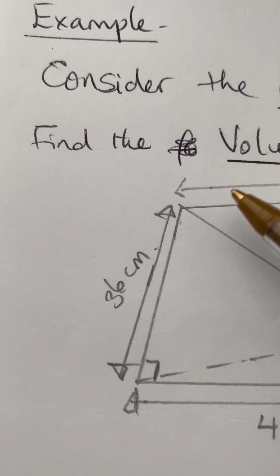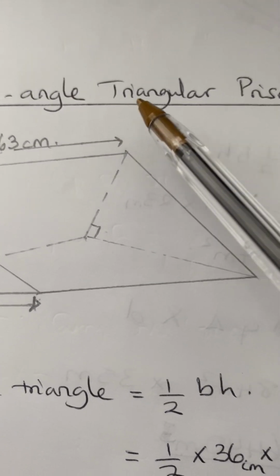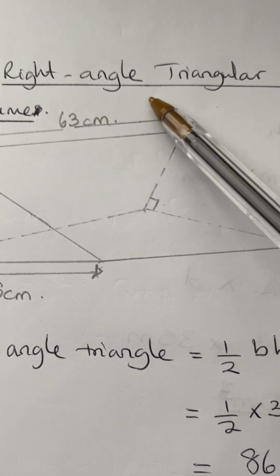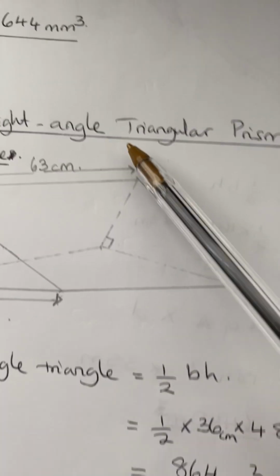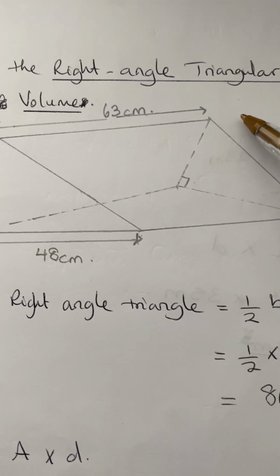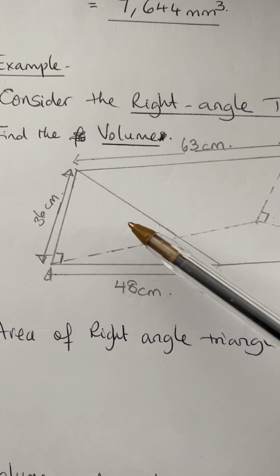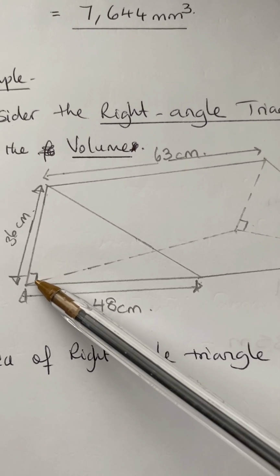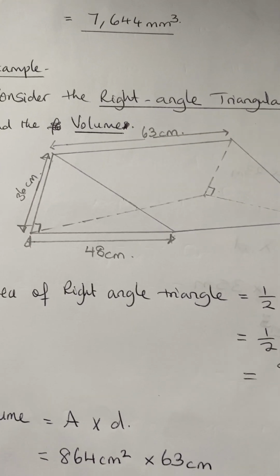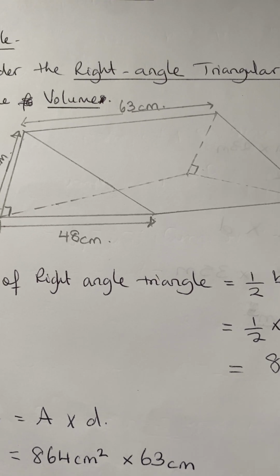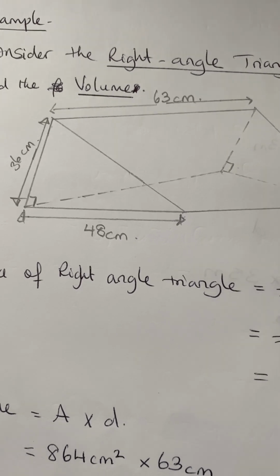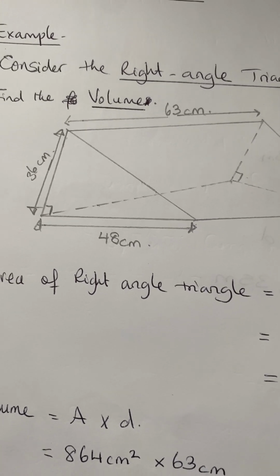Another example here. Consider the right angle triangular prism. So now we know it's a right angle. Okay, it's not just a triangle. This part is a right angle and the other side is a right angle. That means there is one which is 90 degrees. Find the volume. Okay, so we are finding the volume, not the surface area.